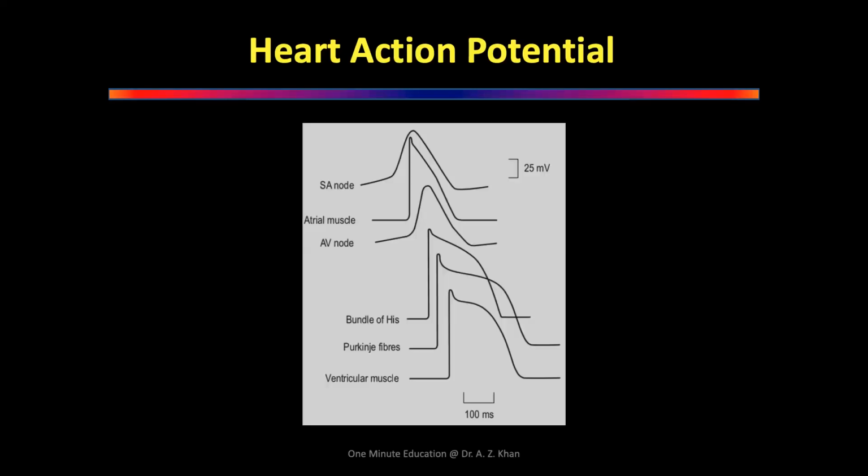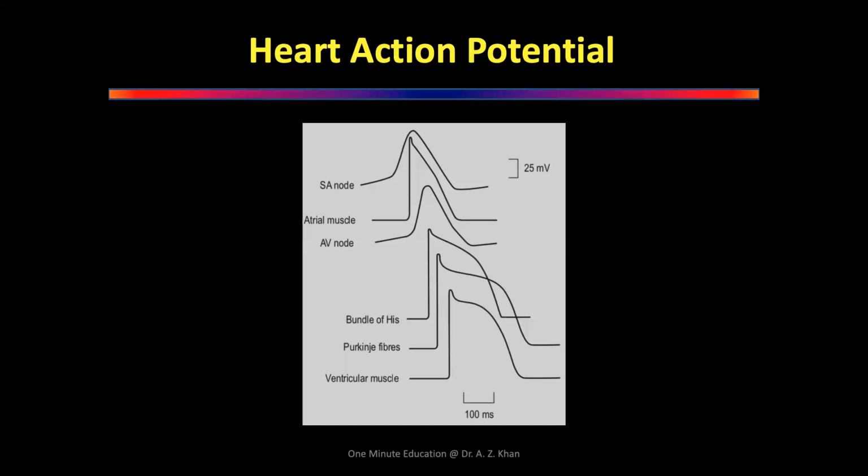Okay, this is the answer. The key thing to this graph, what you have to understand is, one, I told you that the SA node does not have a plateau. The AV node does not have a plateau. The bundle of His has a very, very low plateau. But most important is you have to look at the x-axis. So the first activity starts at the SA node.